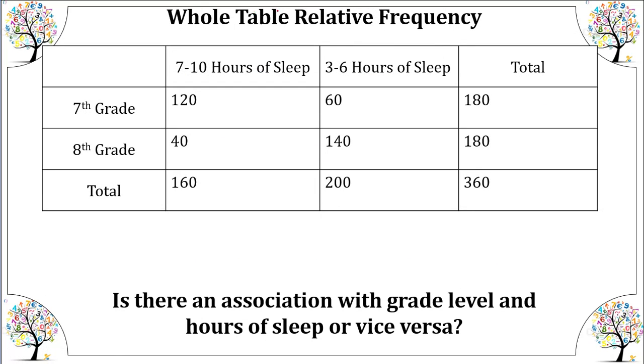So a whole table relative frequency. So the word relative, you just need to think as percent. So we're going to find the percent to help maybe better answer our question. Now, when it says whole table, you're dividing every cell by the total surveyed. So we're simply going to say 120 divided by 360 times 100. So that's what we're going to be doing throughout this table. This is a whole table relative frequency.